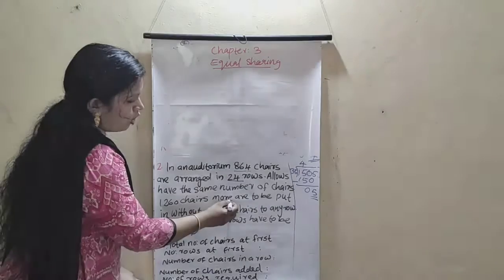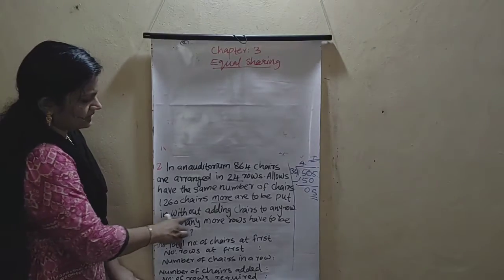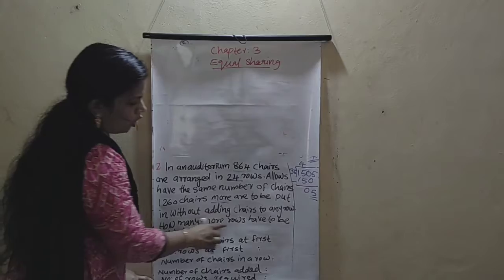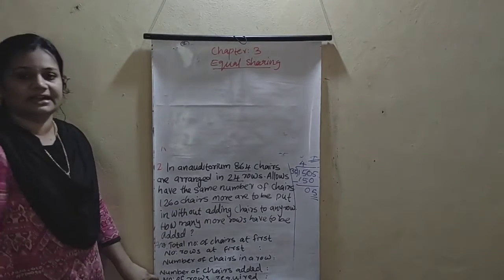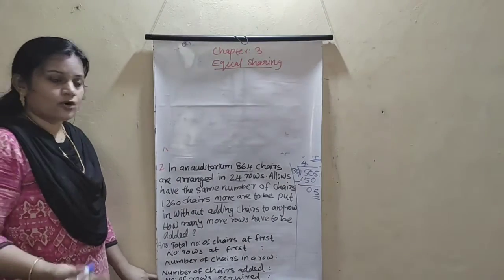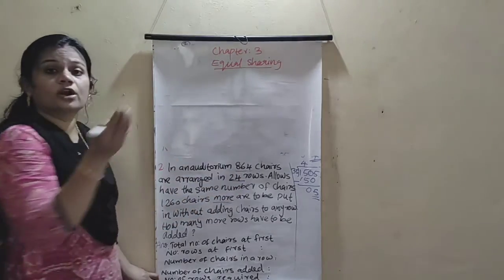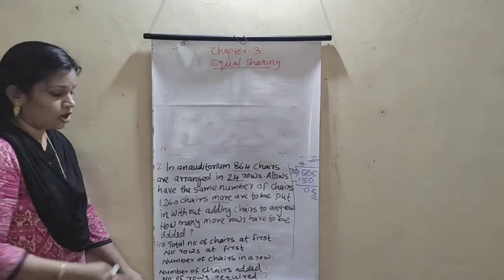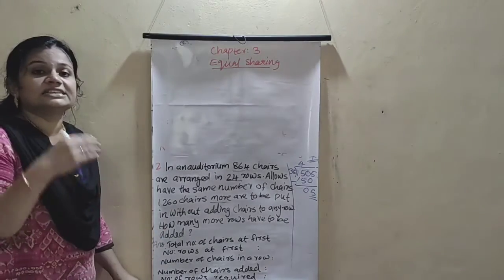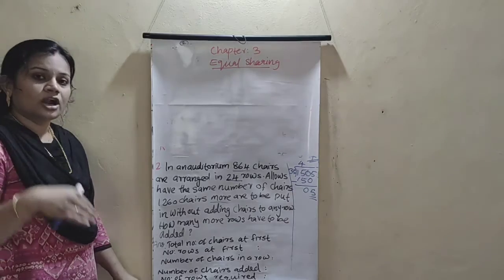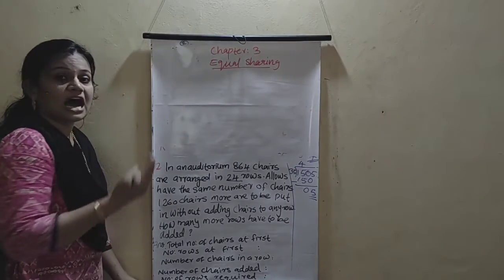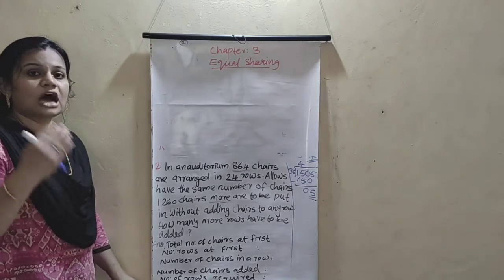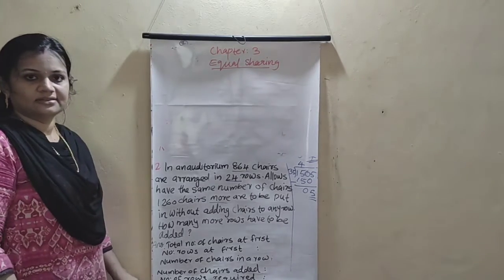1260 chairs more are to be put in without adding chairs to any row. How many more rows have to be added? First of all there were only 864 chairs. Then they bought more chairs. How many chairs more? 1260 chairs more. Then we want to calculate in how many rows these chairs are arranged. Understood? We have to calculate how many rows are needed.